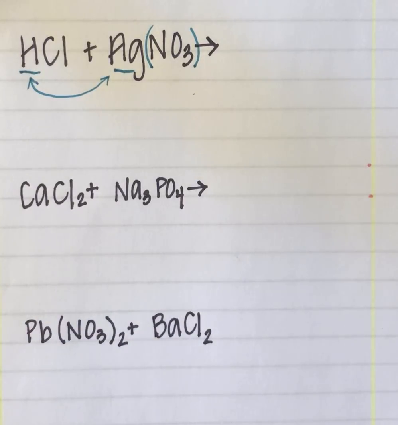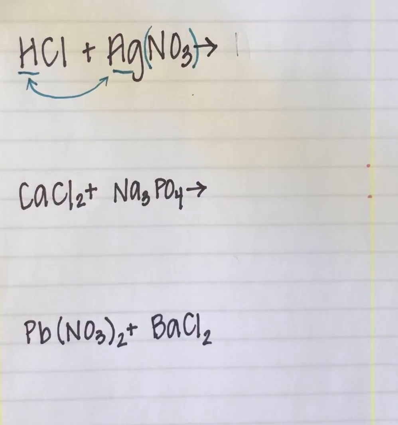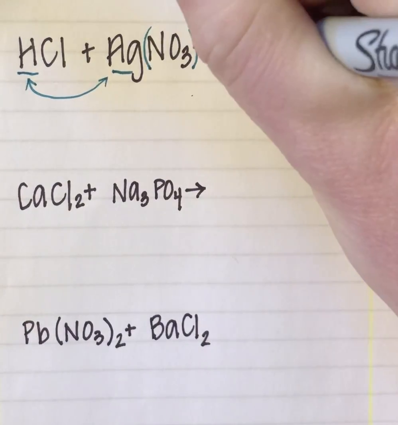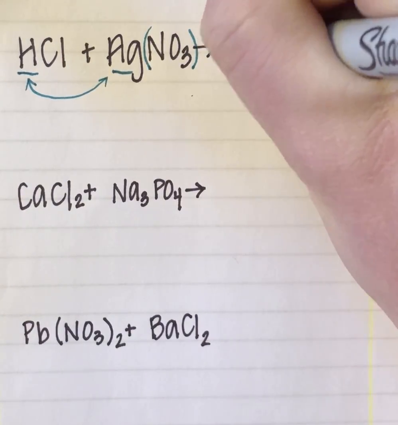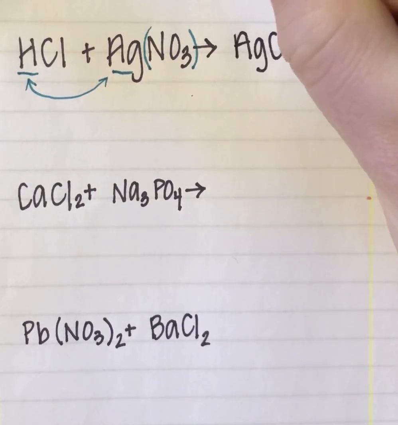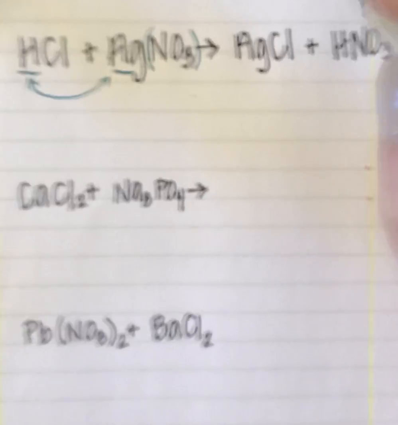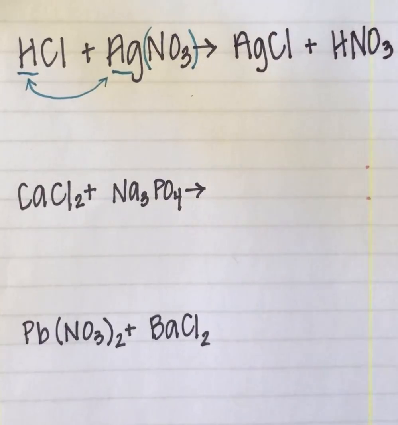So now we should have silver, Sharpie doesn't work, silver and chlorine plus hydrogen and nitrate. So notice that everything in the parentheses just went with the hydrogen in this case.